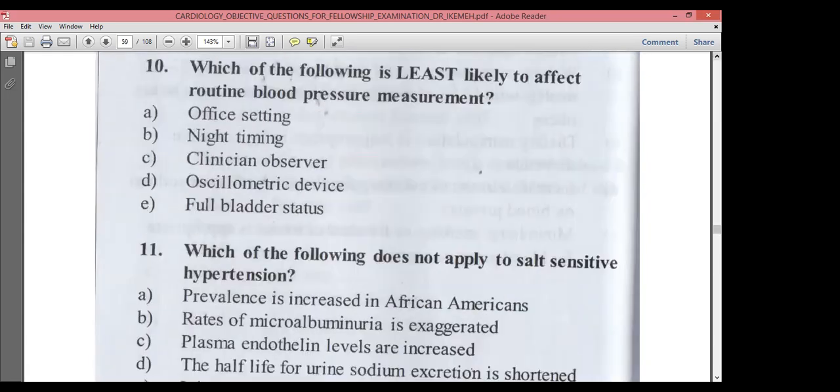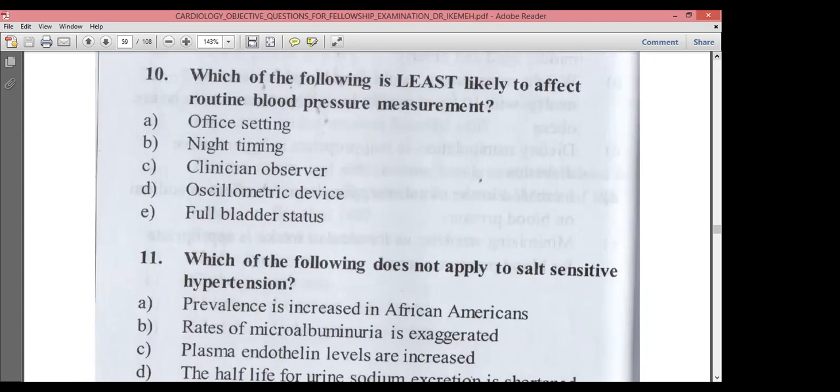All right. So number 10, which of the following is least likely to affect routine blood pressure measurement? Okay. This one, we have to go with what Prof says, because when I look at all the things that are listed, they all seem to have an effect on blood pressure.